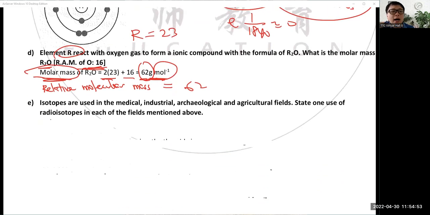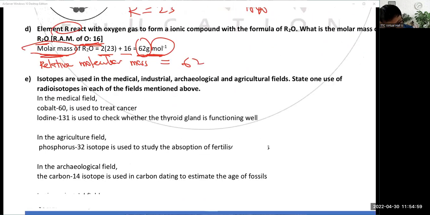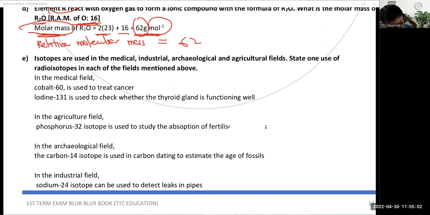Okay, same thing. Isotopes are used in medicine, industry, agriculture, and archaeology. So this is the answer. Cobalt-60 can be used to treat cancer. Phosphorus-32 is absorbed from the fertilizer by the plant. Then carbon-14 is used to estimate the age of fossils. Sodium-24 is used to track leakage in pipes.